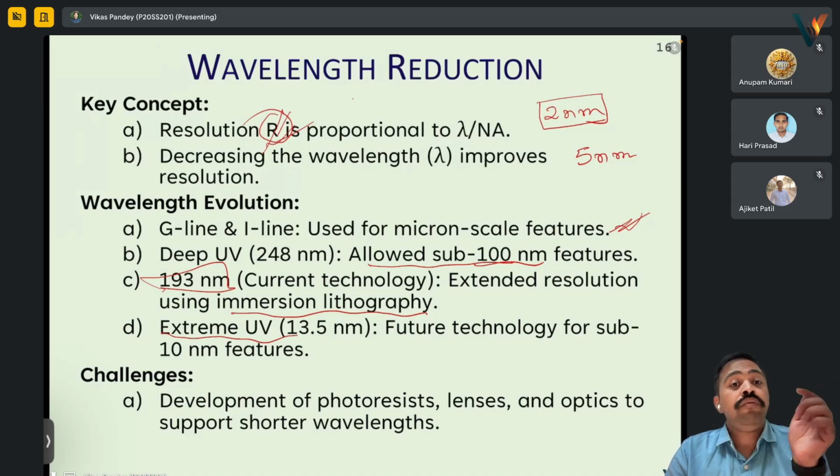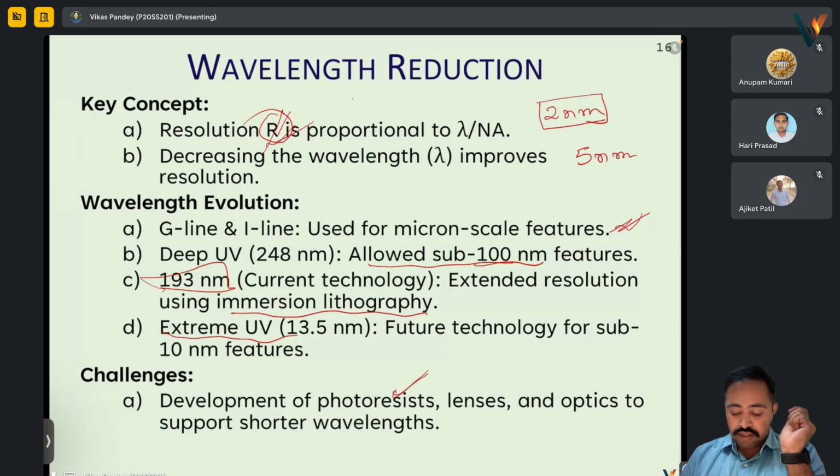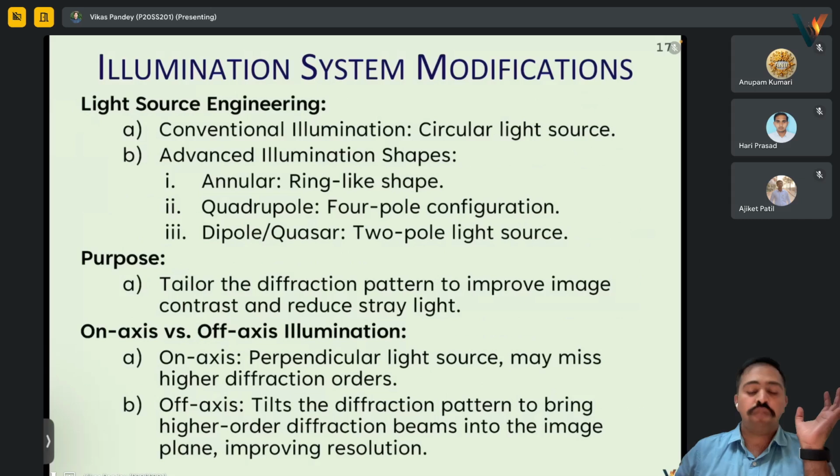But when we are shifting this, there is a problem that the same photoresist will not work. The lens system has to be able to tackle such a small wavelength. The optics have to support shorter wavelength, because any small aberration or imperfection will affect these wavelengths a lot. So these are some of the challenges when we are going for wavelength reduction.